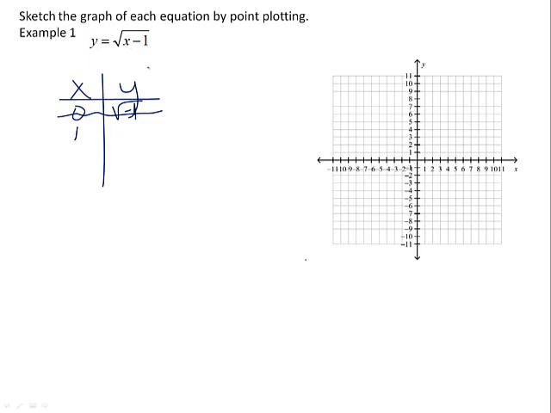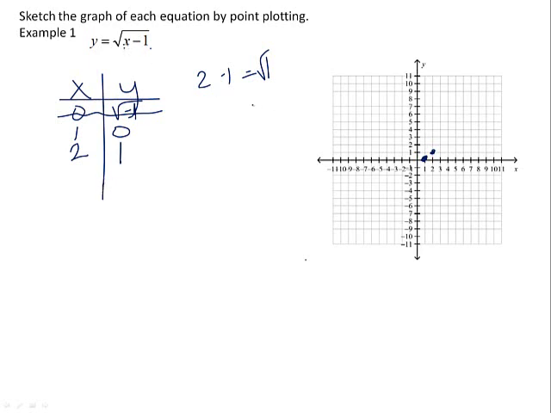I could put in 1. So I know that 1 minus 1 is 0. Square root of 0 is 0. So I know the point 1, 0 is on the graph. Alright. If I was smart and I tried just values that came out to be squares, I'm going to try to force this to be a square number. So I'm going to put in a 2, because 2 minus 1 is 1. Square root of 1 is 1. So I know the point 2, 1 is also on my graph.